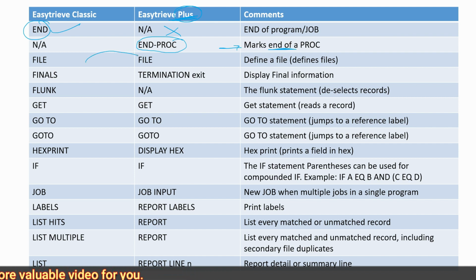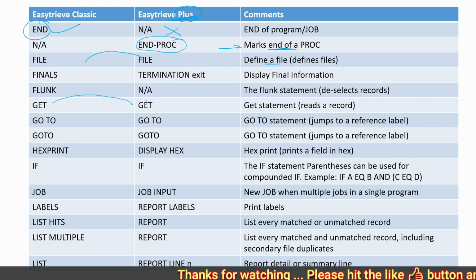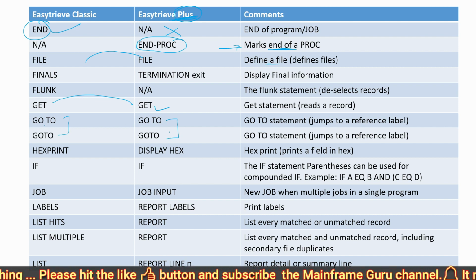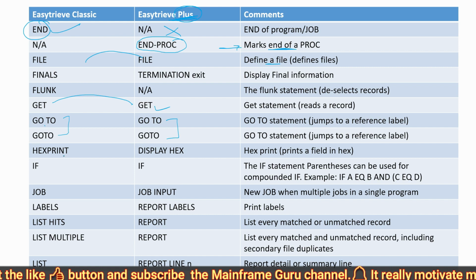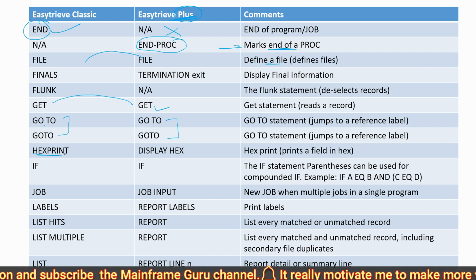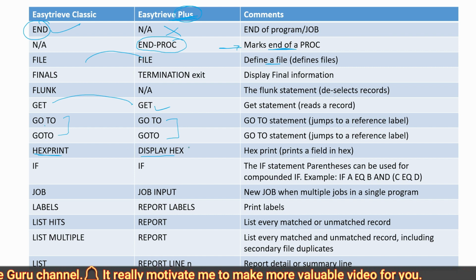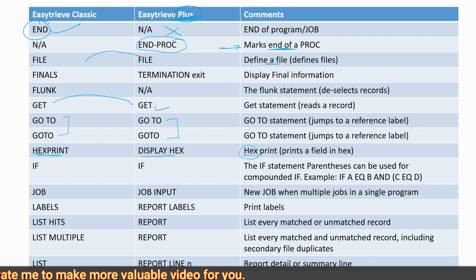We have the file keyword in both versions, Classic and Plus. It actually defines your file. We have get in both versions, which is used to read a record from a file, and we have go to, which passes the control to a statement. Then we have hex print and display hex. These two statements are used to print the data in hex format.